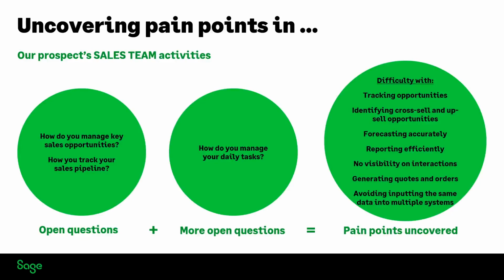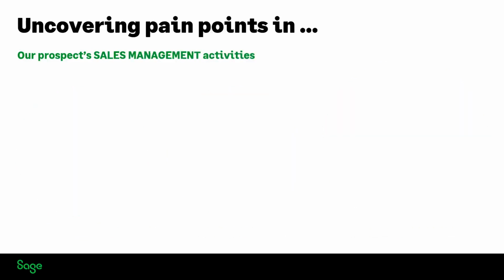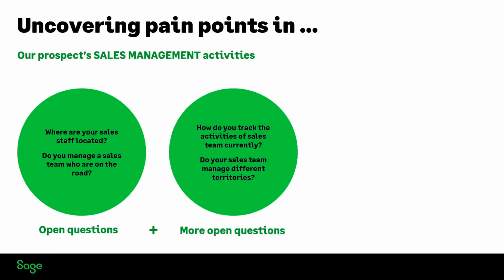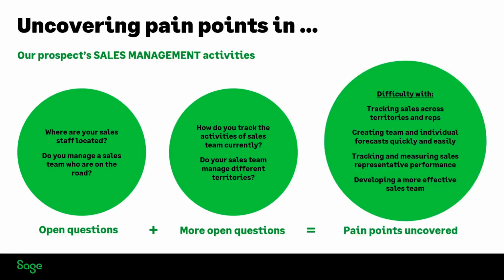I can drill further too on the sales, and that's actually an interesting place to go. So here's a couple of quick examples building on the screen. How you manage key sales opportunities. How do you track pipeline? How do you manage daily tasks? All trying to uncover pain points as expressed in the bigger right-hand circle there, around things like tracking opportunities and reporting on pipelines. So it's really starting from the basics of the current process and trying to uncover holes, problems, inefficiencies, and then teeing that up to speak about some of the features in the product.